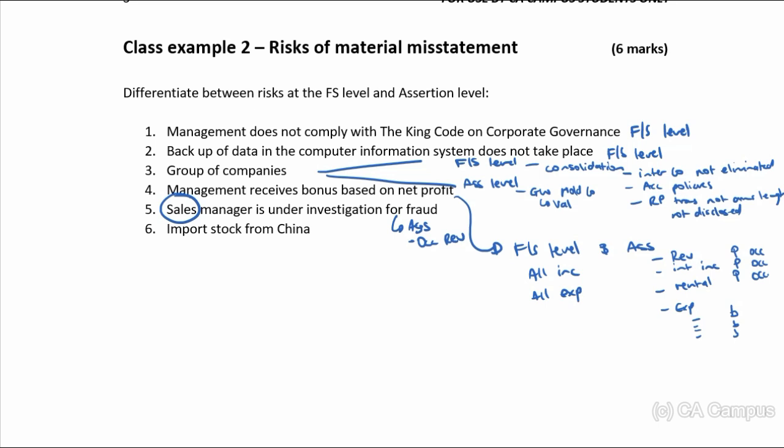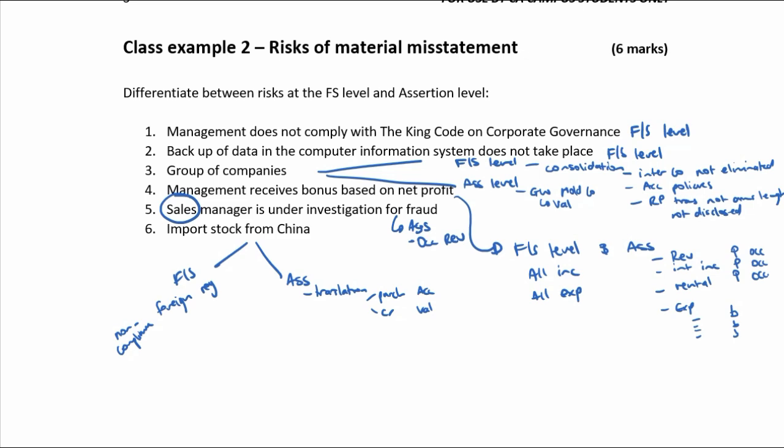Import stock from China. The easy one here, when we're dealing with importing, is going to be the assertion level, because you know when they import, there's going to be a translation. So your purchases and your creditors could be misstated in terms of accuracy and valuation. The more tricky one here is the financial statement level, because there will be foreign regulations. And so there's a risk of non-compliance with foreign regulations because they import.